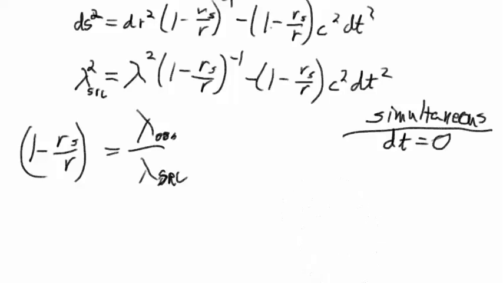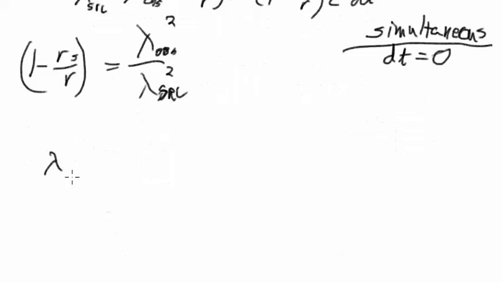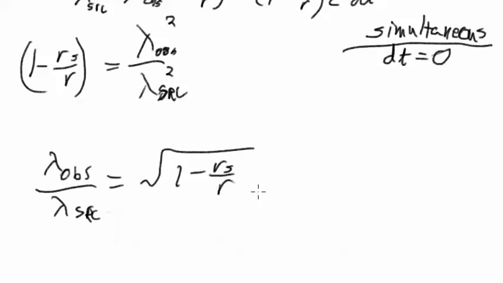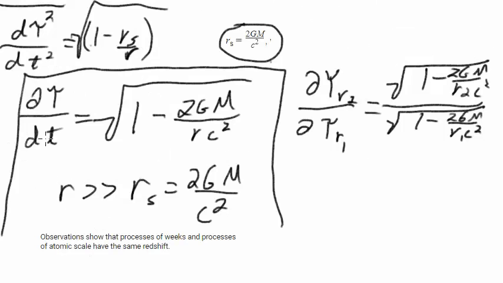All right, picking up where I left off, first thing to notice is that I had a slight mistake because it should have been lambda observed over lambda at the source was the square root of this thing. So let's think about that for a second. Lambda observed over lambda source equals square root of 1 minus r sub s over r. Now that should be compared and contrasted with a result that we have from earlier, d tau dt equals square root of 1 minus r sub s over r.